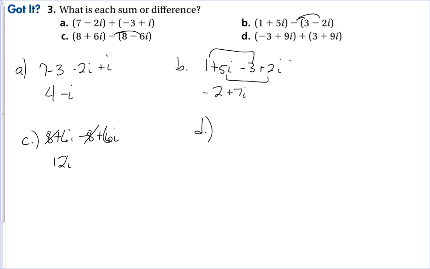And lastly, letter D, we're going to have negative 3 plus 3, which is 0, and then plus 9i plus 9i is 18i, so this is simply 18i.